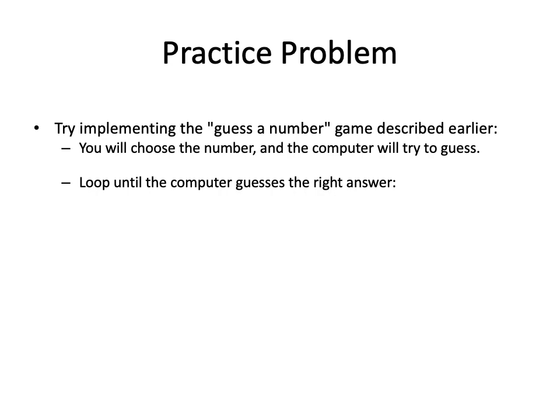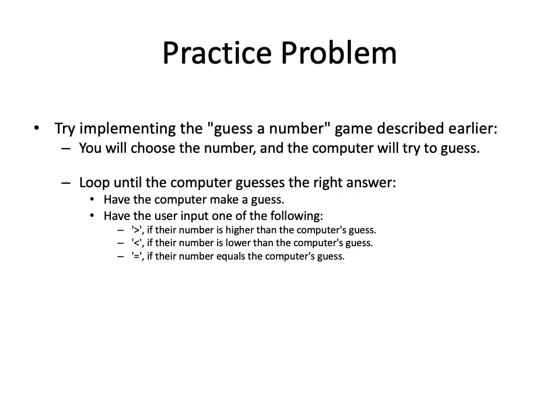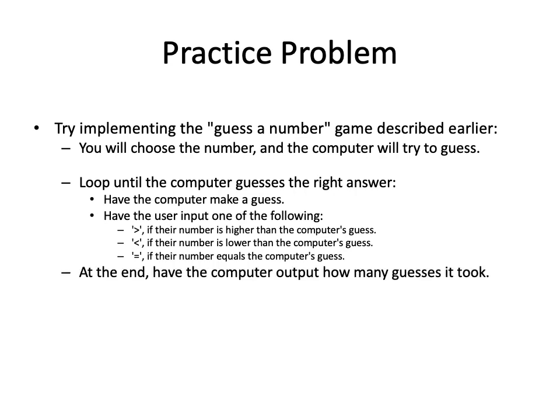So here's the algorithm in pseudocode. Have the computer make a guess between 1 and 100. Then the user will input one of the following to indicate to the computer whether it's higher or lower. The user would write the greater than symbol if their number is higher than the computer's guess, the less than symbol if their number is lower than the computer's guess, or an equal symbol if the computer guessed it right. And then that should tell the computer to stop. So once the computer has stopped and seen the equal sign, have the computer print how many guesses it took.